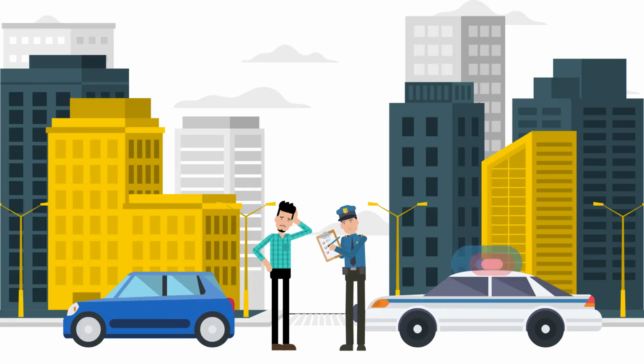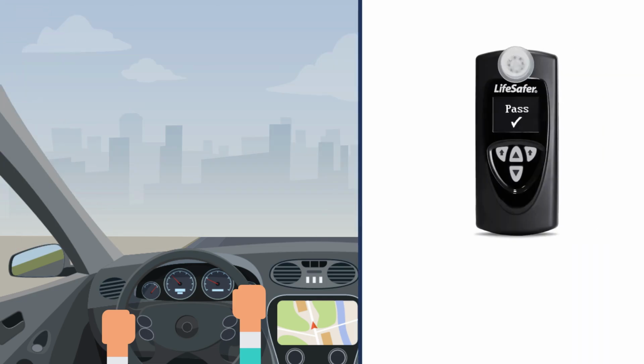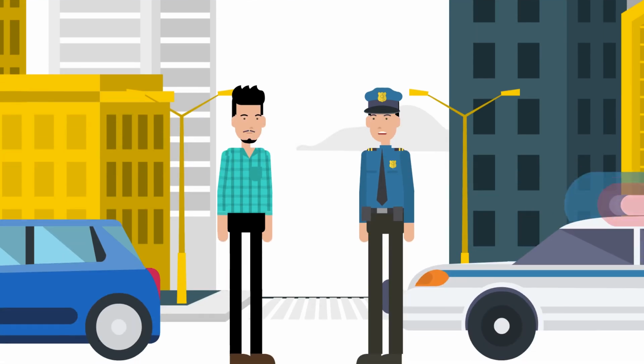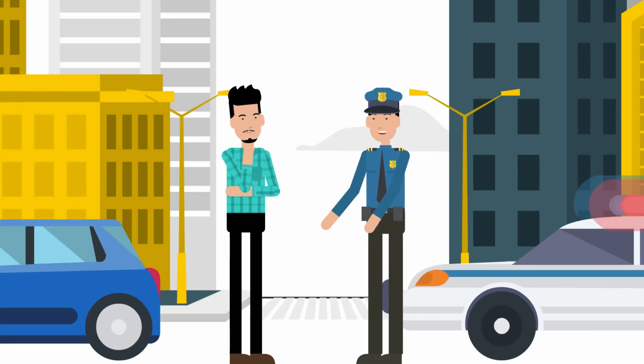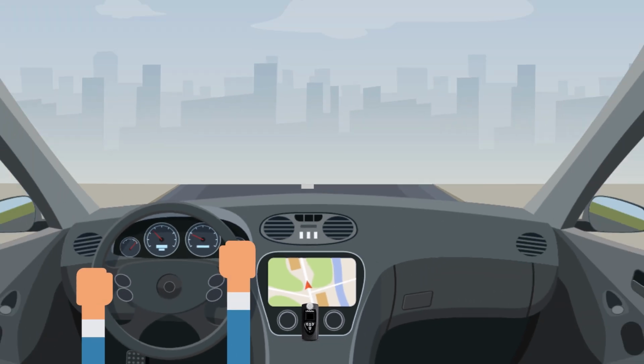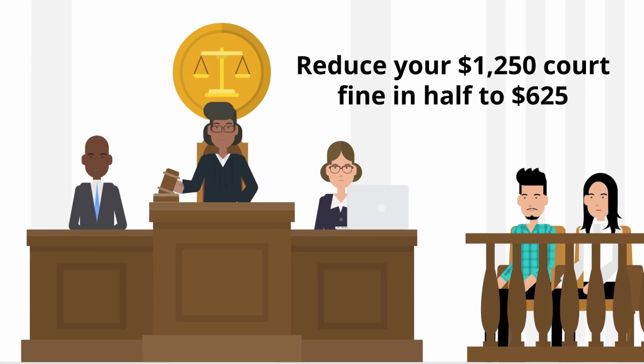If this is your second or subsequent OWI charge, you will be required to install an IID for a minimum of 1 year up to 2 years, depending on the severity and repetition of your offense. Installing your interlock and getting your temporary restricted license could reduce your $1,250 court fine in half to $625.